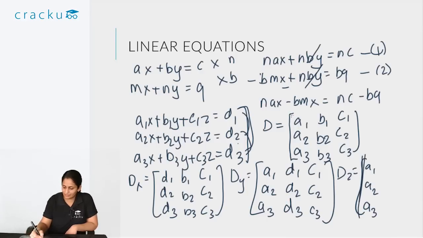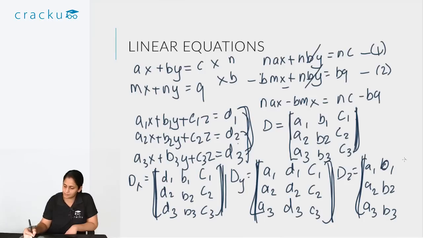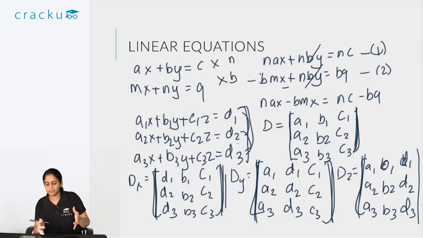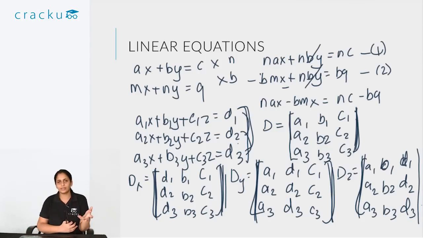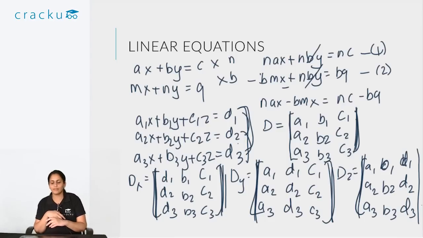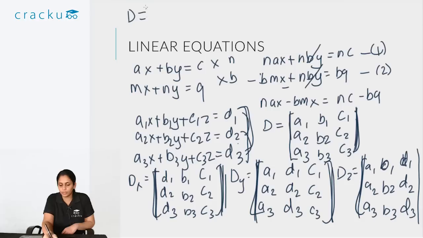I am writing them in a matrix-like way, but they are determinants, so this should be a straight line. And in Dz, b1, b2, b3, and instead of c I will have d1, d2, d3. So essentially these are the 4 determinants associated with a three-variable linear equation. According to the basic conditions for linear equations to have a solution, if D is not equal to 0, then there will be a unique solution.